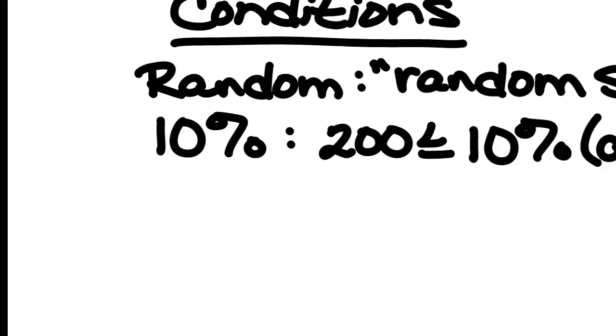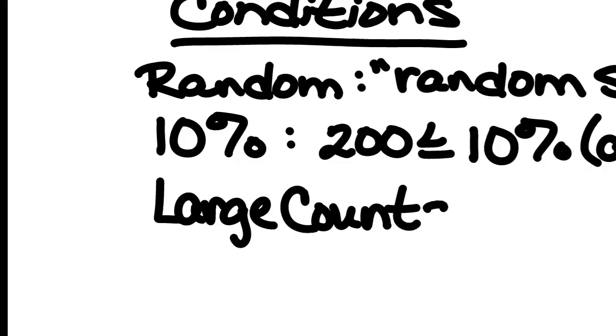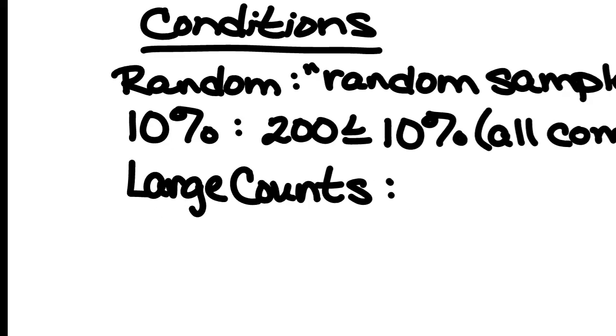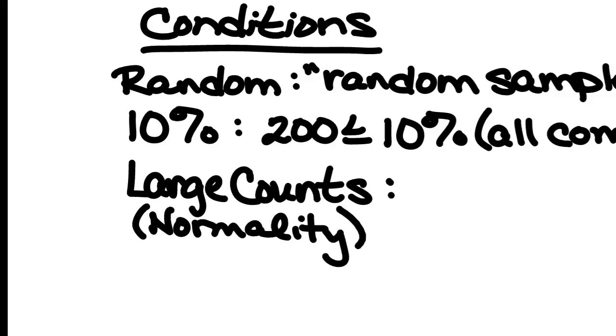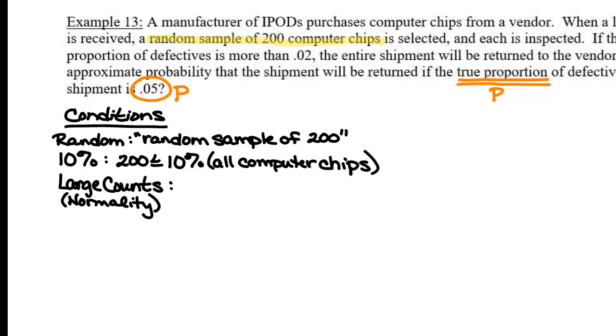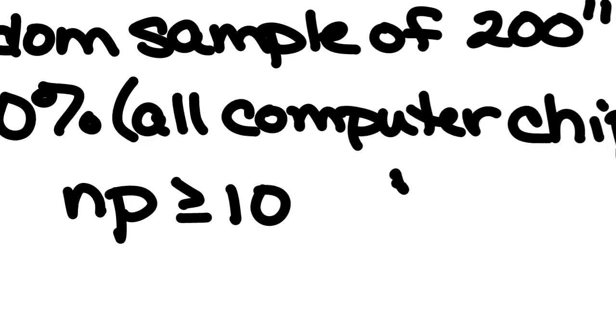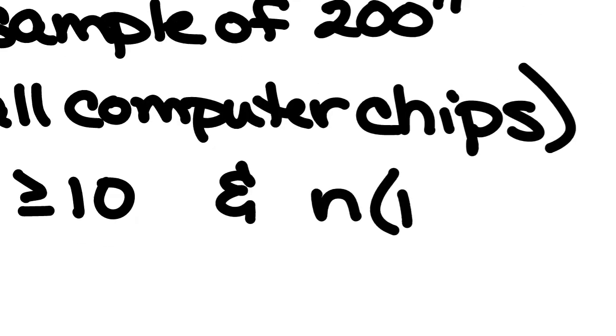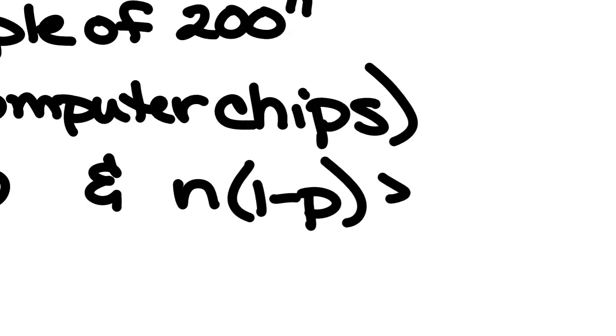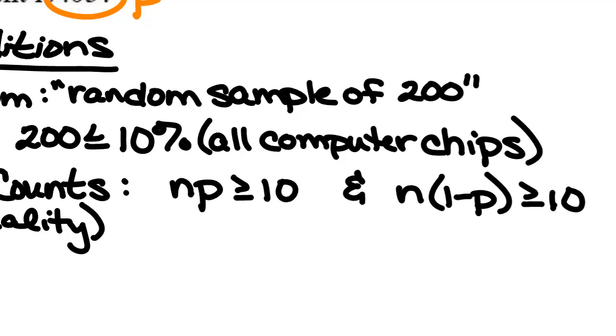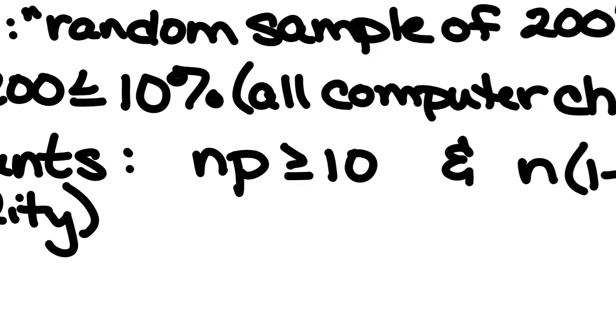And then our last condition, large counts. And what are we checking large counts for? Checking this for normality. Large counts helps us with normality. It's similar to central limit theorem. Except with large counts, we have to make sure that n times p is greater than or equal to 10, and n times 1 minus p is greater than or equal to 10. As long as that is true, our sampling distribution will be approximately normal.